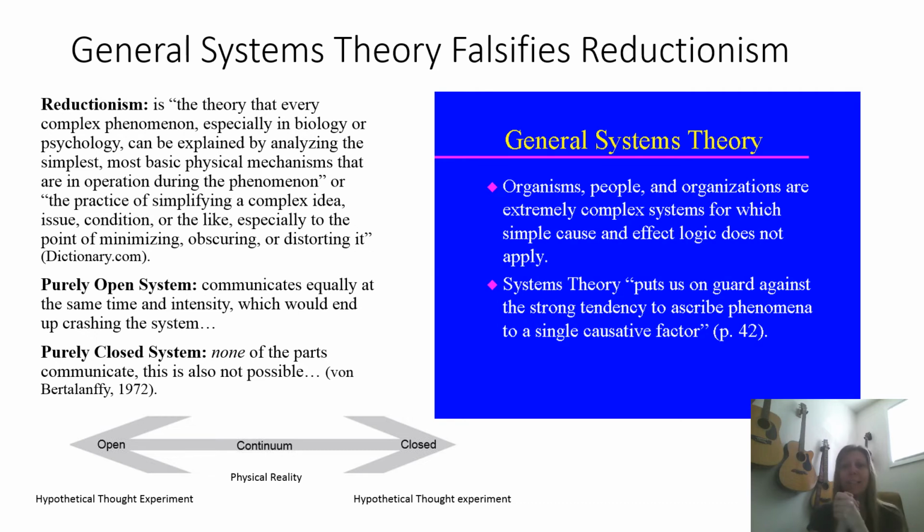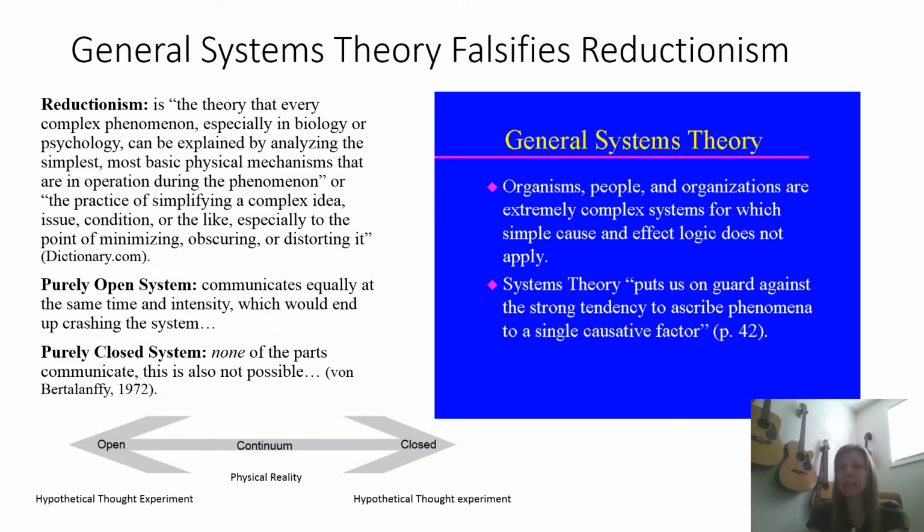Another obstacle for holistic teaching is reductionism. Reductionism is the theory that every complex phenomenon, especially in biology or psychology, can be explained by analyzing the simplest, most basic physical mechanisms that are in operation during the phenomenon. So, for example, the idea that this behavior can be explained by this neuron or this part of the brain. It is also the practice of simplifying a complex idea, issue, condition, or the like to the point of minimizing, obscuring, or distorting it. So therefore, it creates unrepresentative data.